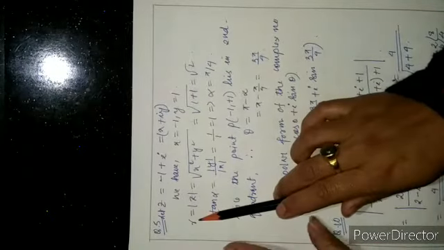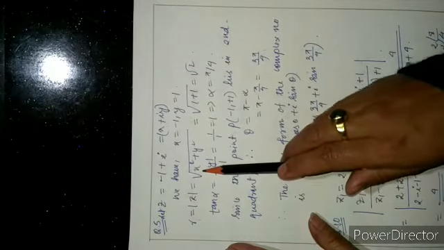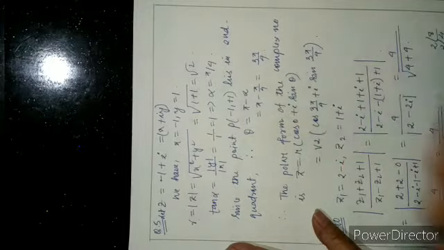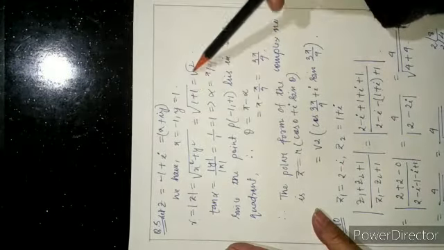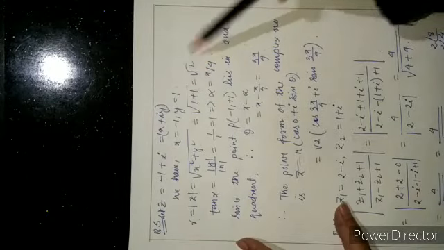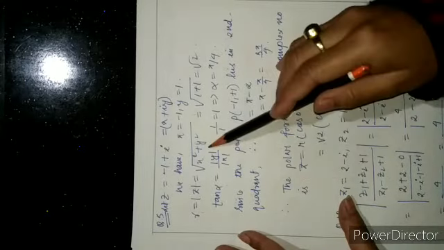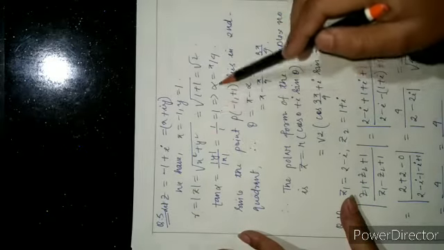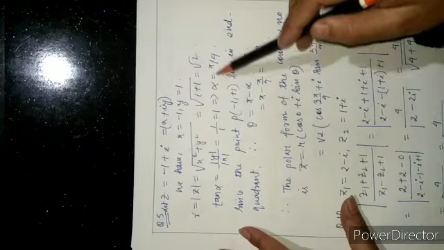First find r. R is given by the modulus of z. Modulus of z is equal to root over x square plus y square, real part square plus imaginary part square. 1 square is 1, 1 square is 1, and their sum is root over 2. Then find tan alpha, the argument. Tan alpha is the value of modulus of y by modulus of x, which is 1 by 1, so tan alpha is 1 and the angle is alpha equal to pi by 4.